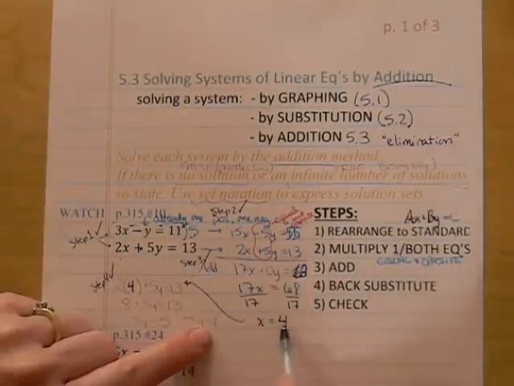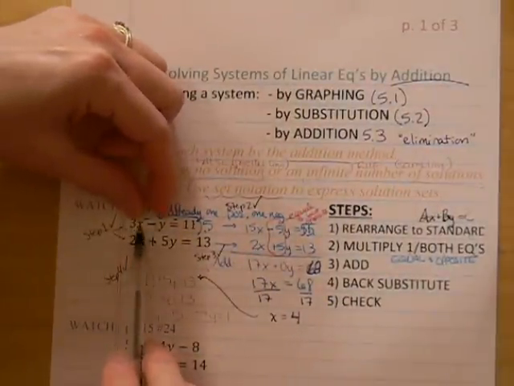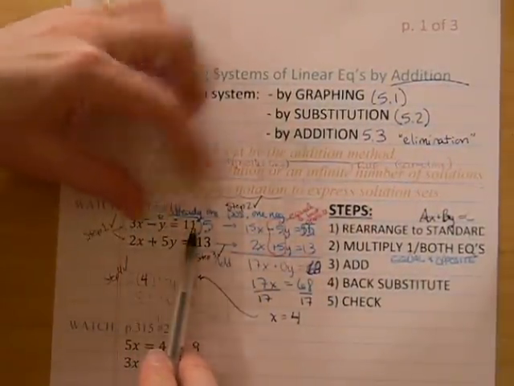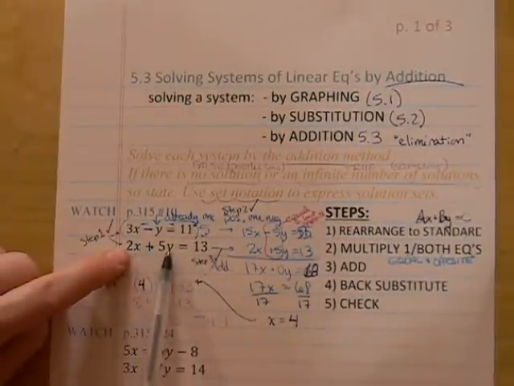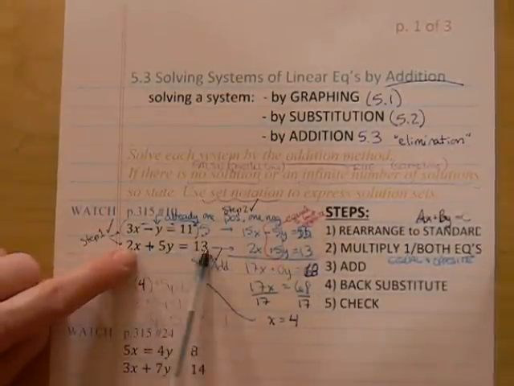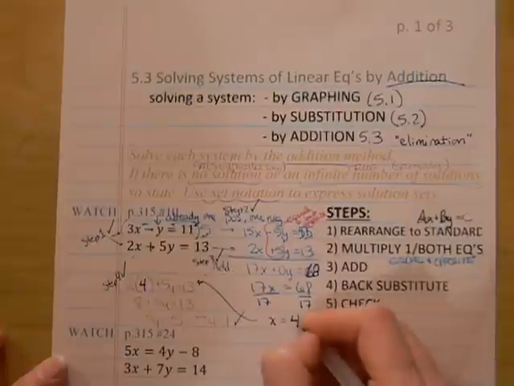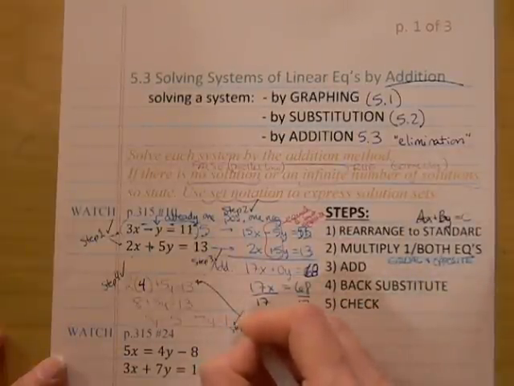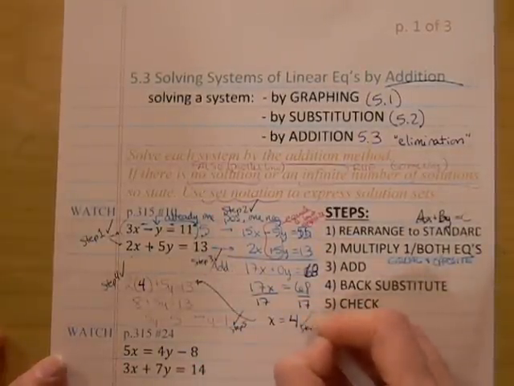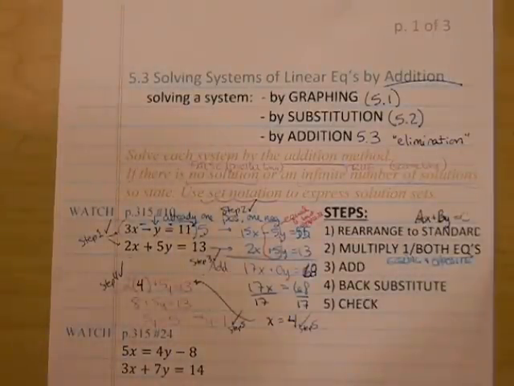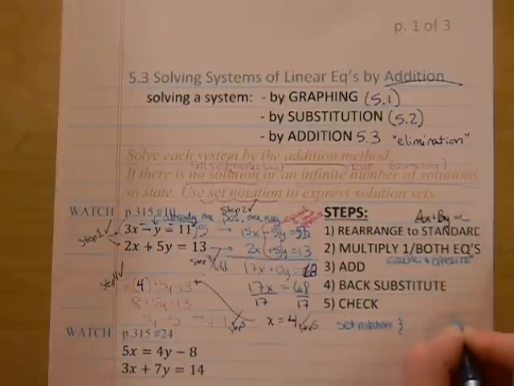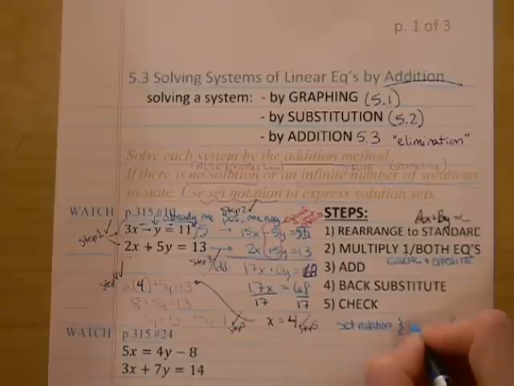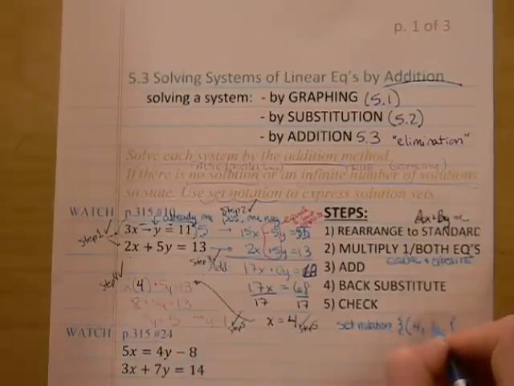A y value of 1, x of 4: 3 times 4 is 12, minus 1 is 11, that does check. Second equation, check it: 2 times 4 is 8, plus 5 times 1 is 5, 8 plus 5 is 13. So they both check. And that was our step 5. So we are now free to write this in set notation. It's the point (4, 1).